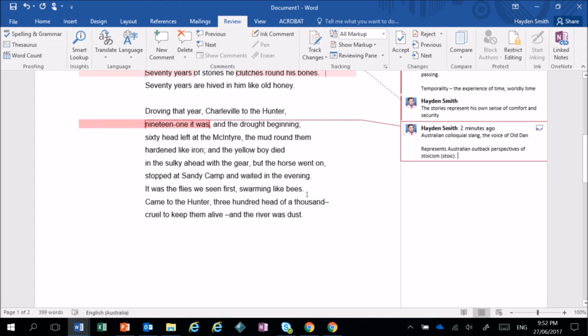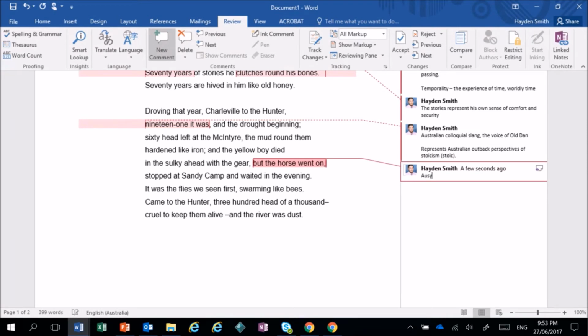So his imagery here obviously talks about the hardship of droving, of moving cattle and livestock. But the horse went on. So here you also have that sense of Australian resilience. Okay, so that perspective of stoicism is also that sense of resilience, that it's not caring, but it's just that sense of being hardened by the landscape and being resilient amidst the harshness of this landscape.